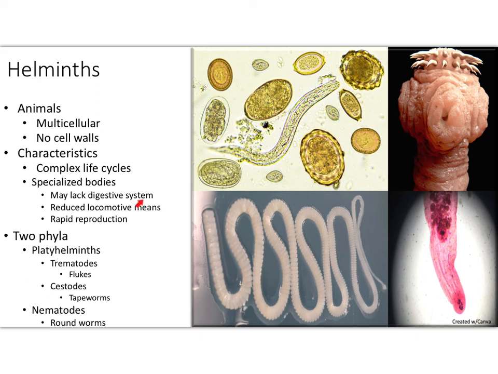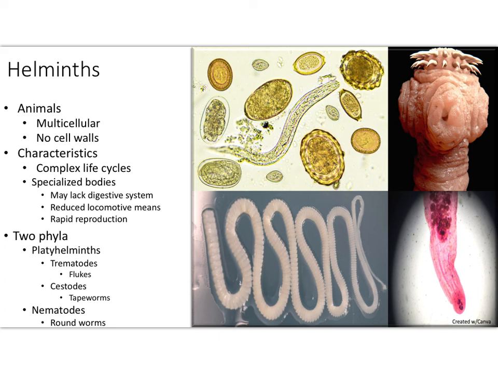Sometimes they lack a digestive system. The reason for that is they don't necessarily need a digestive system because they are just going to steal nutrients from their host or hosts, and they're going to rely on the host to do or have done most of the digesting for them. They may lack some type of locomotive means, meaning they don't move on their own, because again, they're just going to rely on their host to do that.